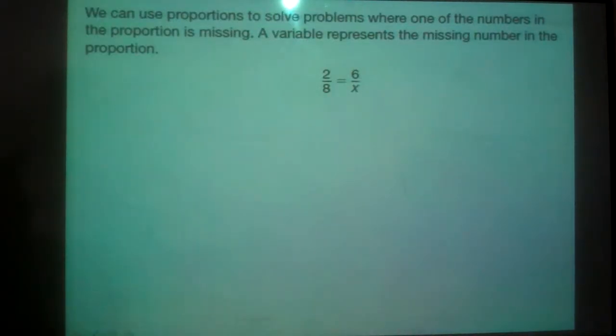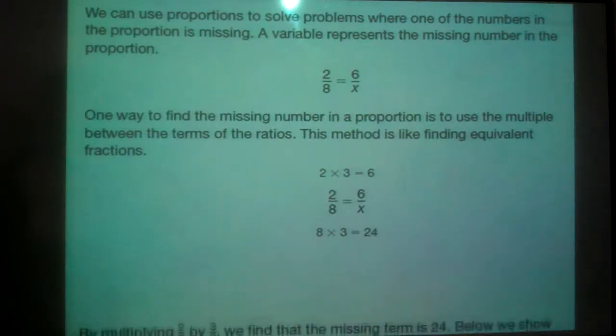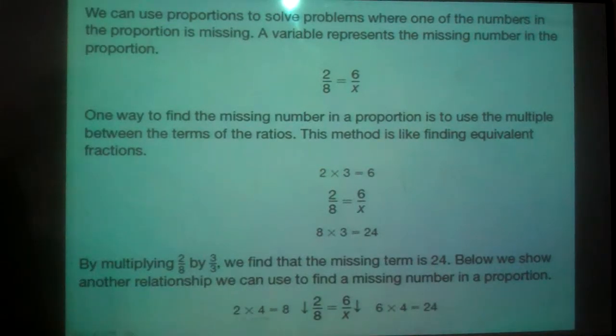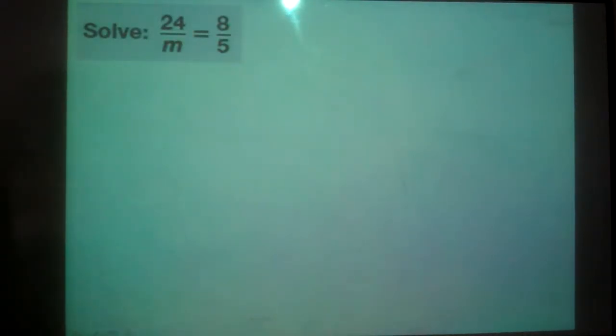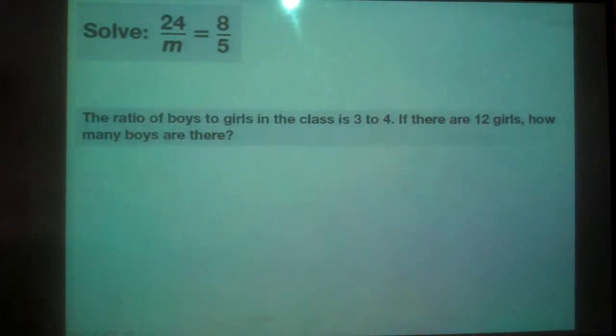Alright, we're not going to go through these, and obviously there were some other ways we could have done. 6 divided by 2 is 3, so we know that 2 times 3 gets us to 6, 8 times 3 will get us here. That's just another way we could have done it. And like I said, we've gone through these, and we've gone over some ratio ones too.